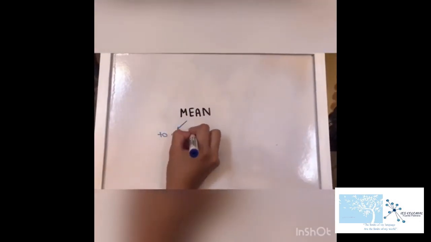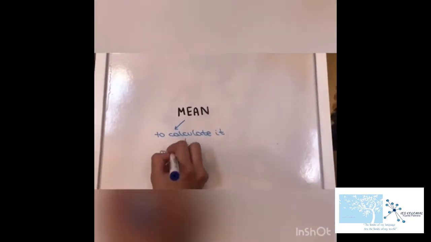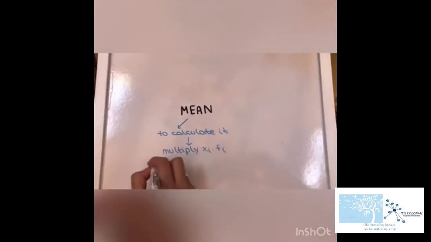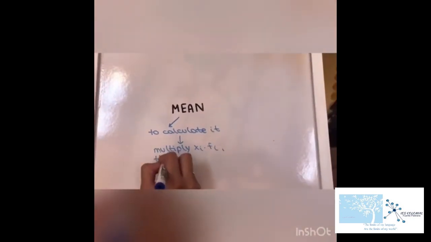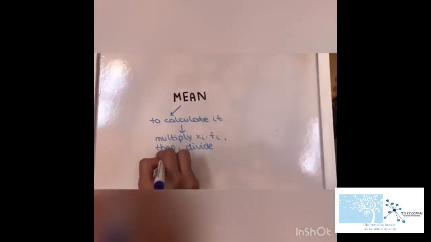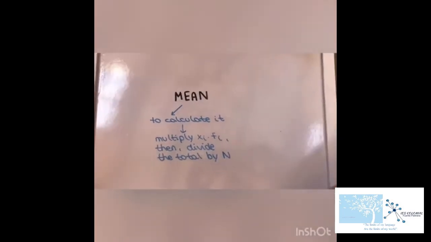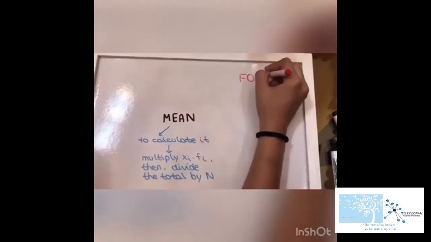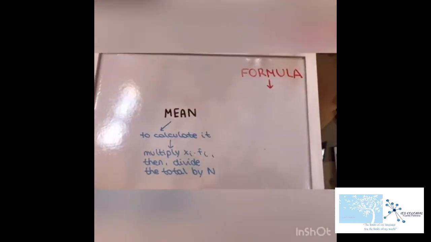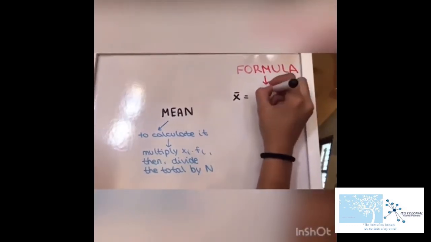Mean. The mean is defined as the characteristic value of the data series resulting from the sum of all the observations divided by the total number of data. To calculate it, multiply xi by fi. In the table, add all the results and divide the total by n. This is the formula to calculate it.